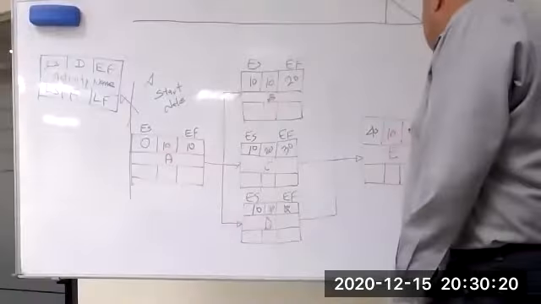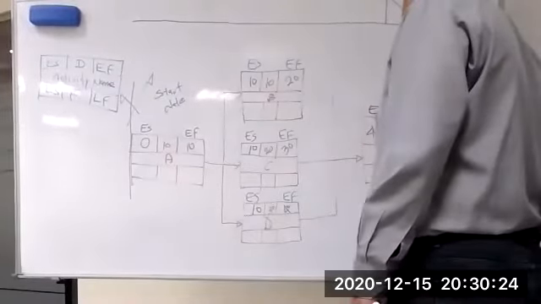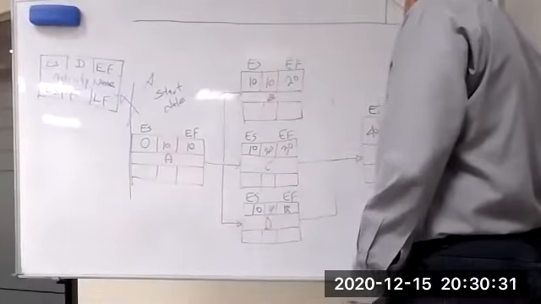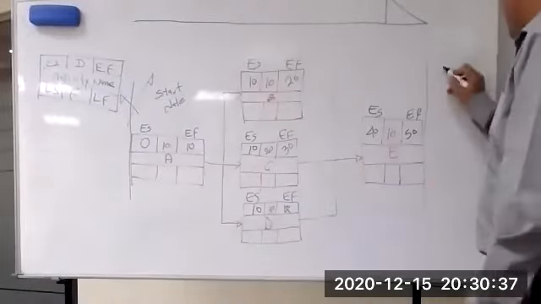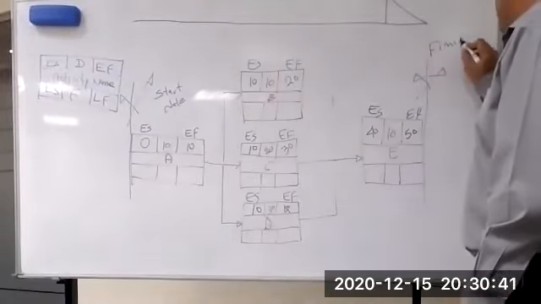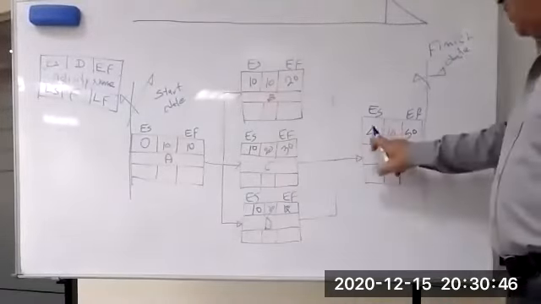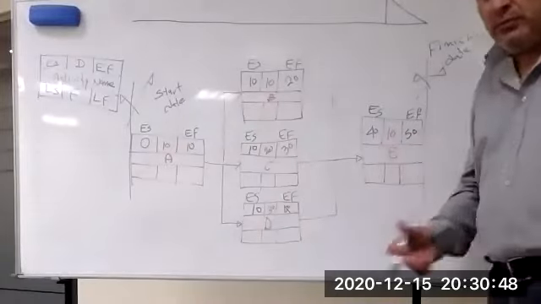Highest, 40. 40 plus 10 is 50. Early start, early finish. This one is your finish date. Now the total duration is 50 days.